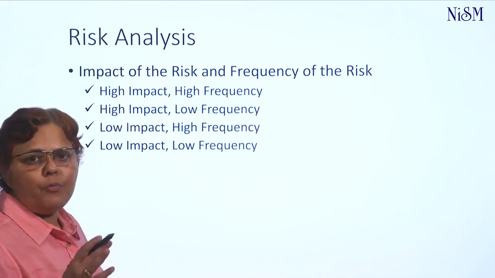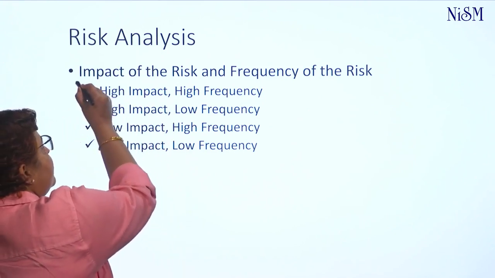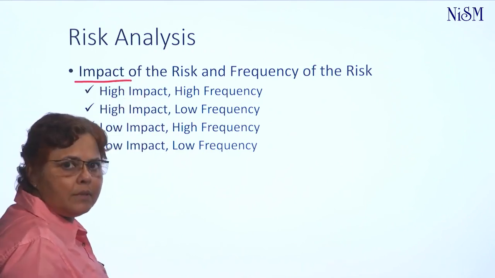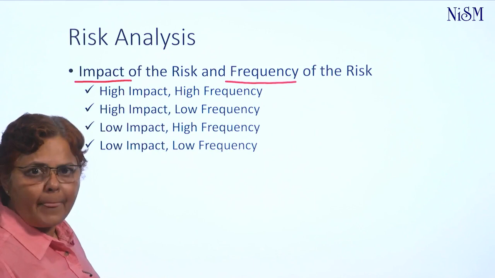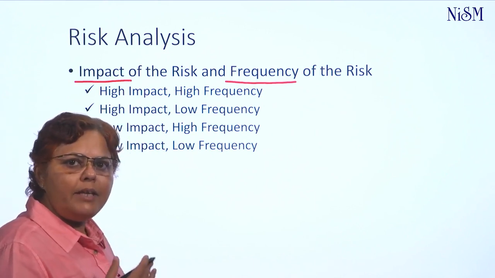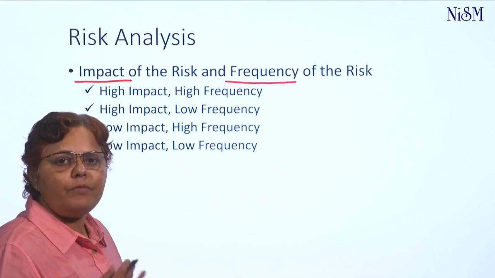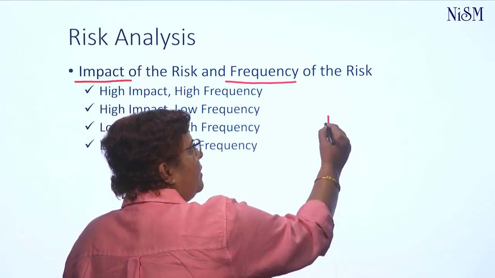These risks have to be classified on two parameters. The first parameter is the impact and the second parameter is the frequency. Now let us understand what is the meaning of impact and what is the meaning of frequency. Take the instance of a person getting a heart attack.